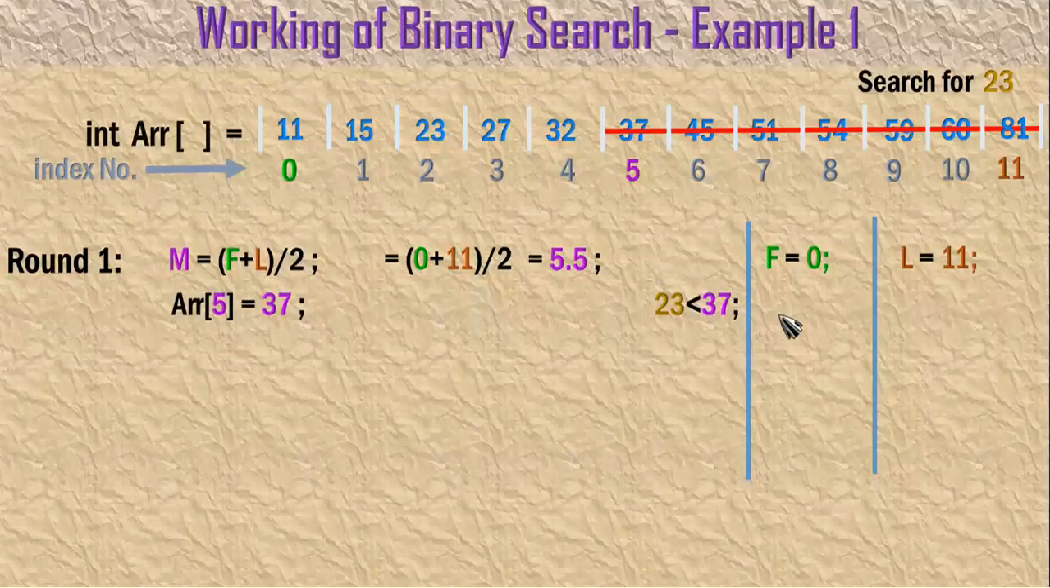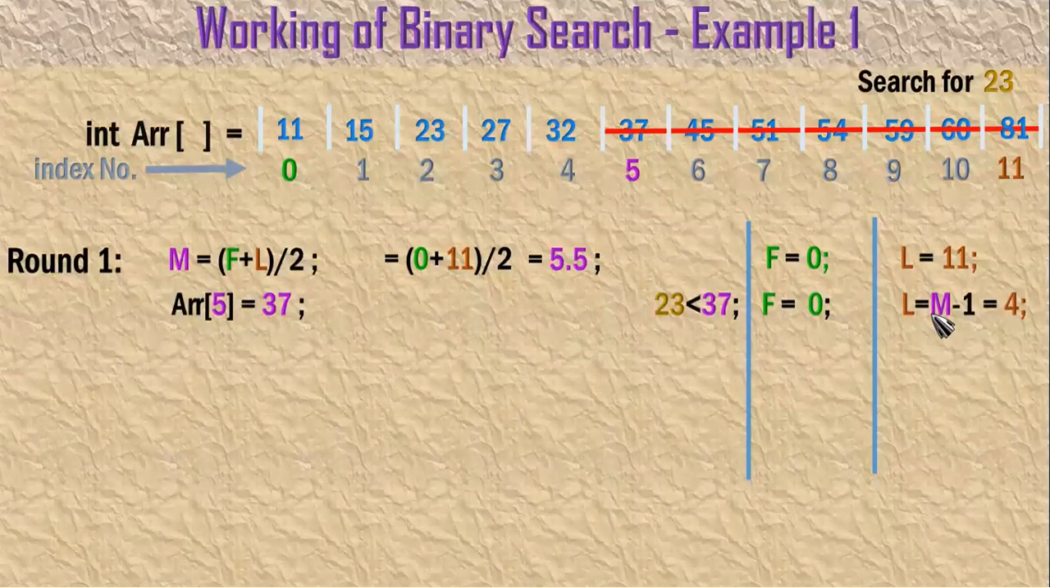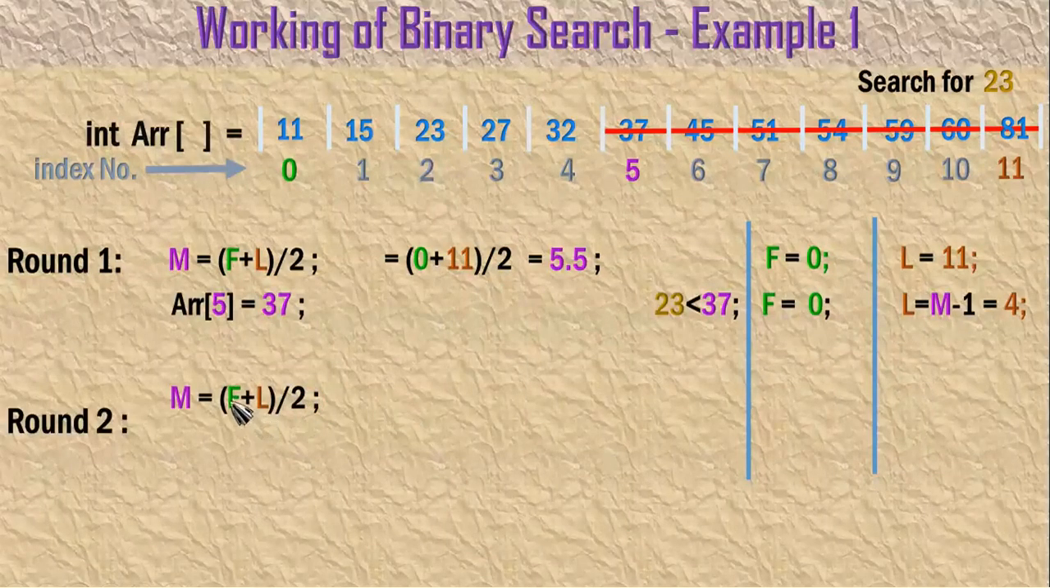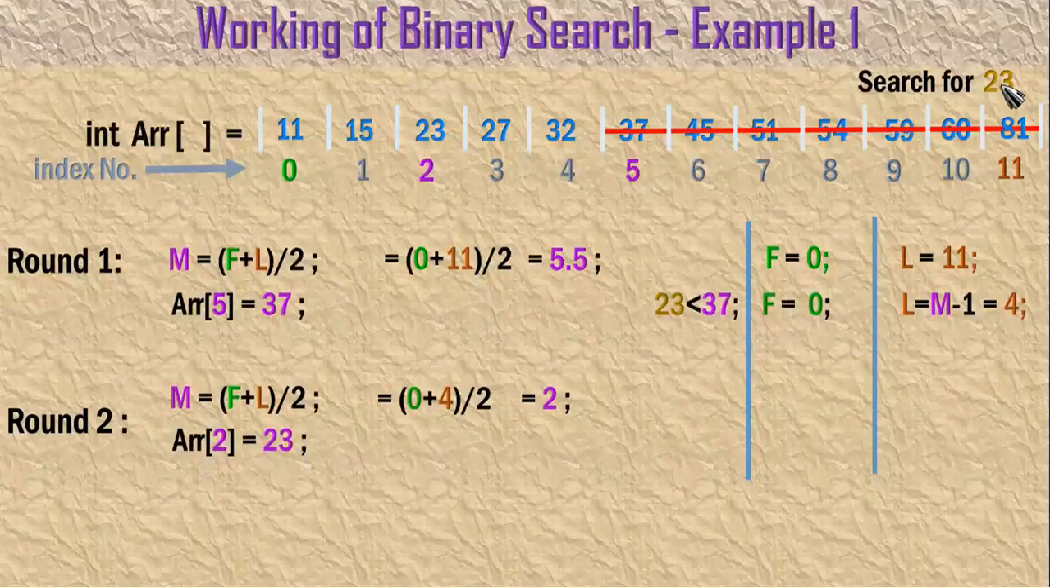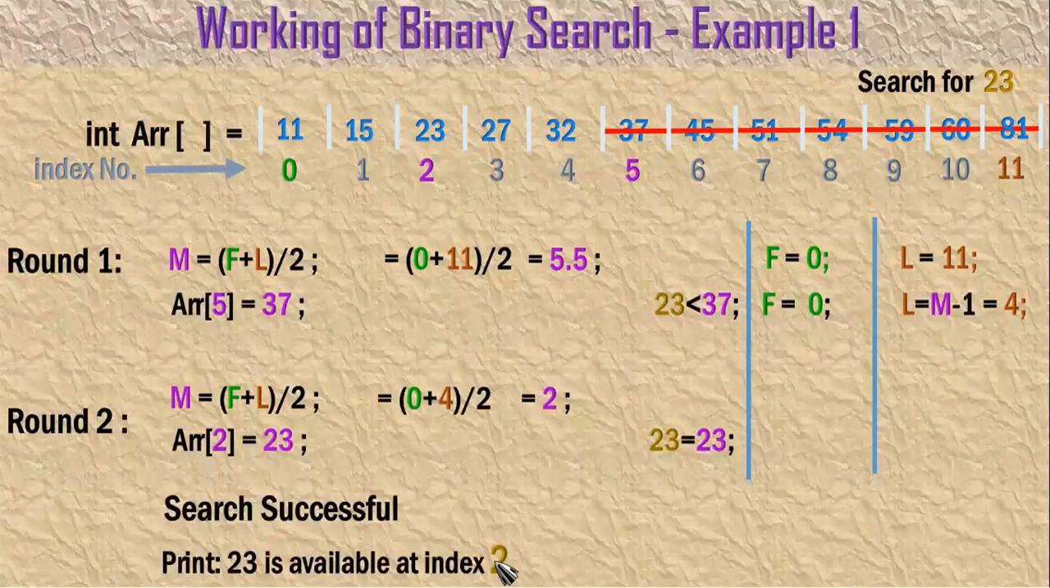So here the first index remains as 0 itself, but the last index, instead of 11, should be 4. We already found the middle index as 5. So what we do, middle index minus 1 will give the next last index. So in round 2 we will have first index as 0, last index as 4. So 0 plus 4 divided by 2, we get 2 as the result. At index 2, 23 is available, which is equal to what we are searching. So what happens? The search becomes successful and then it will print the index number of that element.